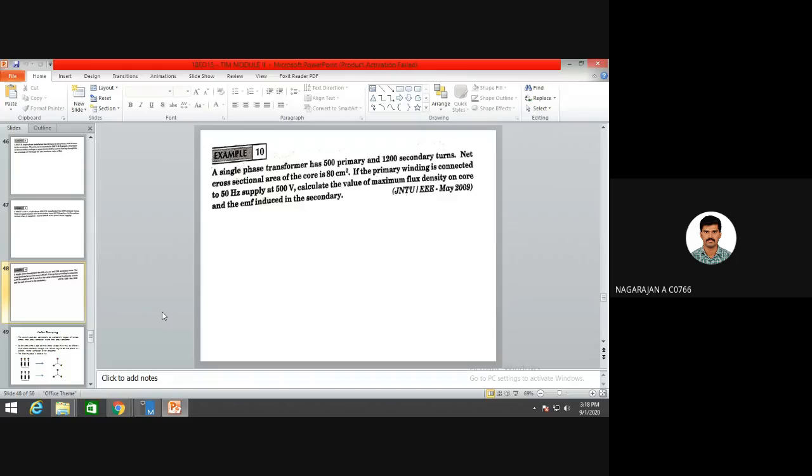So phi m value we have found, which is 4.5 milliweber, and the cross-sectional area A is 80 into 10 to the power minus 4. Substituting that, we will get 4.5 into 10 to the power minus 3 divided by 80 into 10 to the power minus 4. The answer would be Bm is equal to... yes, 0.56. Very good. 0.56 Weber per meter square.